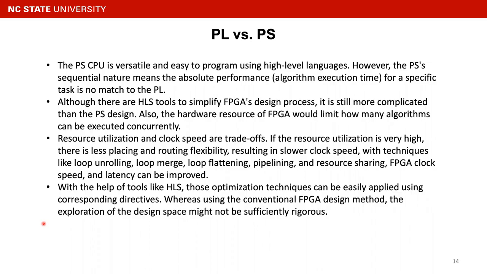Resource utilization and clock speed are trade-offs in the PL design. If the resource utilization is way too high, there is less placing and routing flexibility, resulting in slower clock speed. With techniques like loop unrolling, loop merging, loop flattening, pipelining, and resource sharing, FPGA clock speed and latency can be improved. With the help of tools like HLS, those optimization techniques can be easily applied using corresponding directives. Whereas using the conventional FPGA design method, the exploration of the design space might not be sufficiently rigorous.